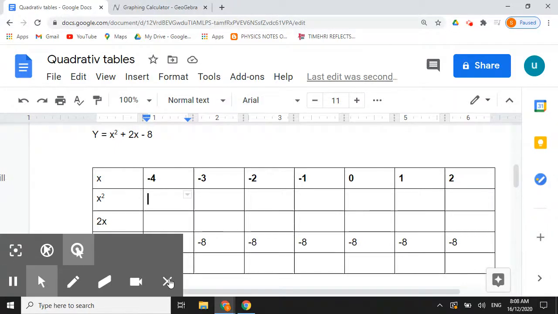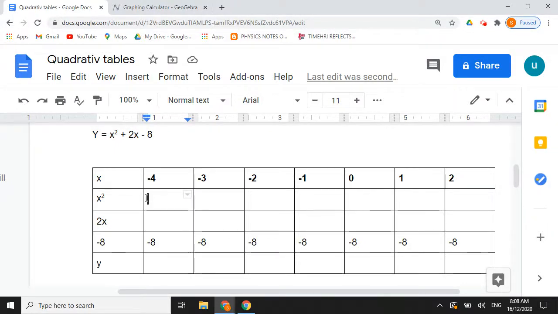So hey guys, we're gonna be plotting this function y equals x squared plus 2x minus 8. First we're gonna create the table, and then we're gonna transfer that to a graph.